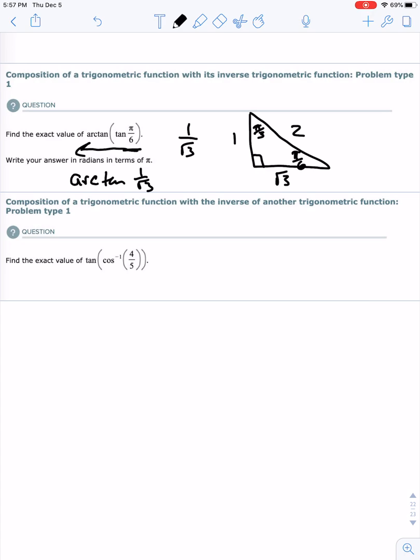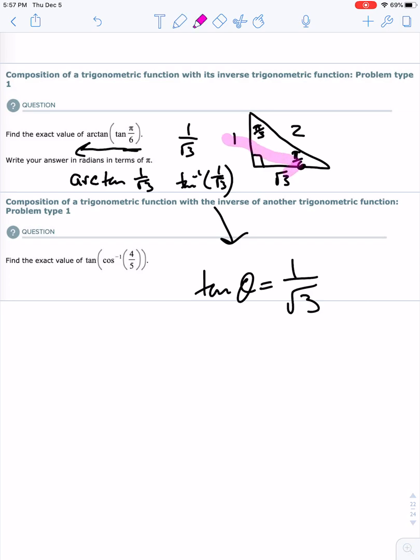Arctan is another way to write inverse tan of 1 over square root of 3. So don't let that confuse you. It's still just asking you to find the angle that has a tangent of 1 over the square root of 3. Well, I feel like we just did this, right? Opposite over adjacent. Look at that, it's pi over 6. So we have just come full circle.